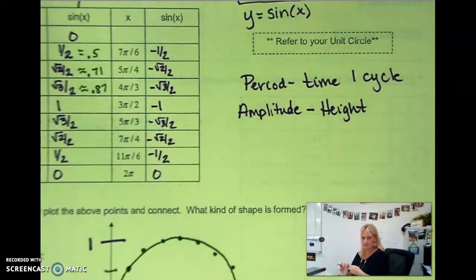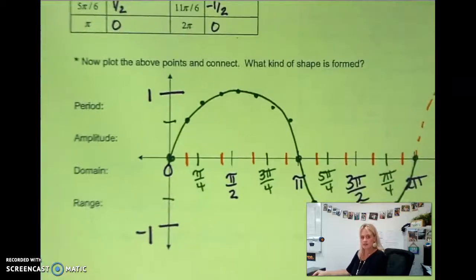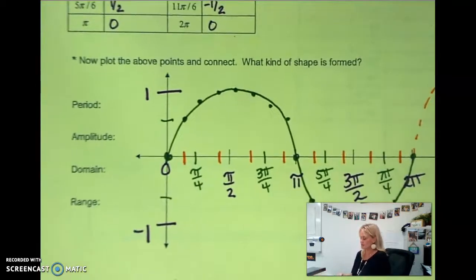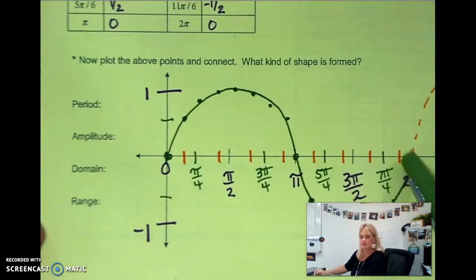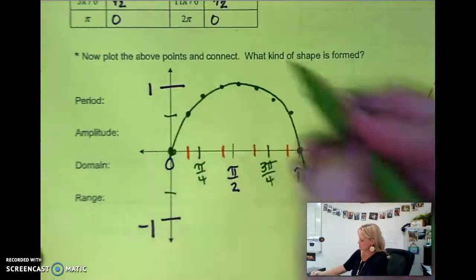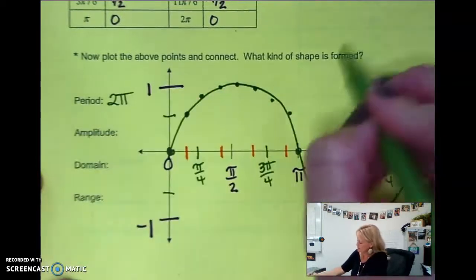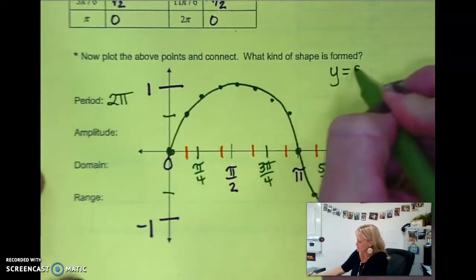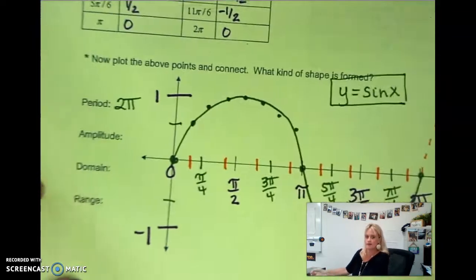And then we've already talked about domain and range. So if you go back to this part down here, how long did it take to finish one complete cycle of the sine wave before it repeated again? It finished in 2 pi. So the period of our parent sine wave, this is our y equals sine of x graph, is 2 pi.